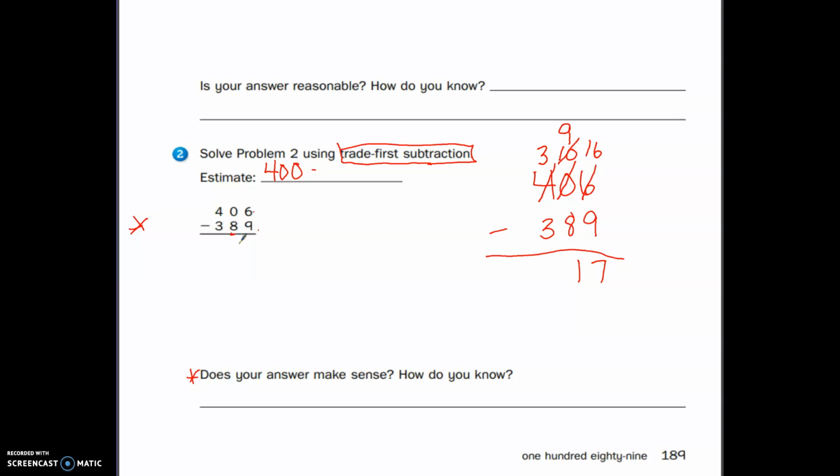So I could go 400 minus 400 equals 0. I could do that. But I also think it's pretty close to 390. It's only one away. So 400 minus 390, that's going to be 10. Now that I've corrected that, let's go down to where does your answer make sense. I'm going to say yes. Yes, my answer does make sense because 17 is close to my estimate, which was 10.